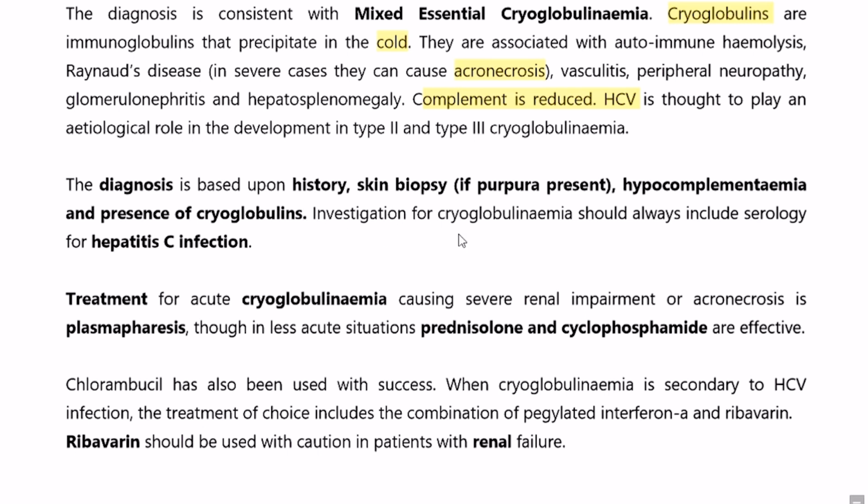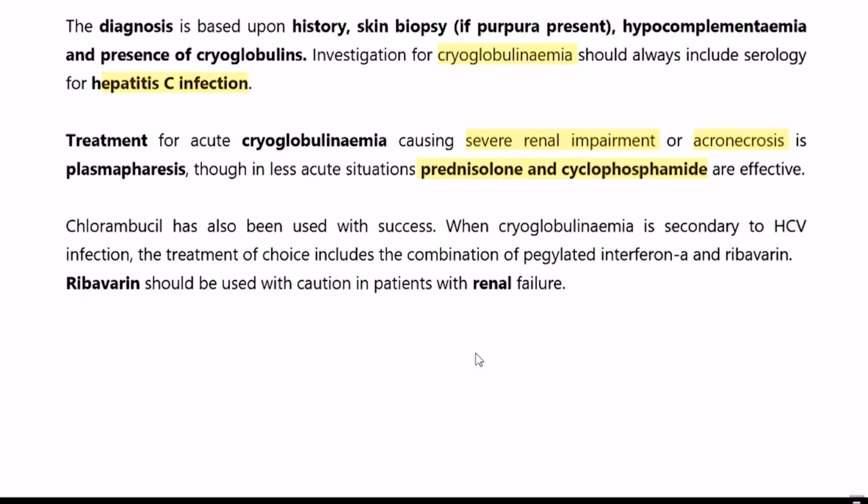Hypocomplementaemia and the presence of cryoglobulins. Investigation of cryoglobulins should always include serology. That's very important: cryoglobulin investigation should always include hepatitis C virus infection. Treatment for acute cryoglobulinemia causing severe renal impairment or acronecrosis is plasmapheresis, though in less acute situations prednisolone and cyclophosphamide are effective. Chlorambucil has also been used with success. When cryoglobulin is secondary to HCV infection, the treatment of choice is a combination of peg interferon and ribavirin.